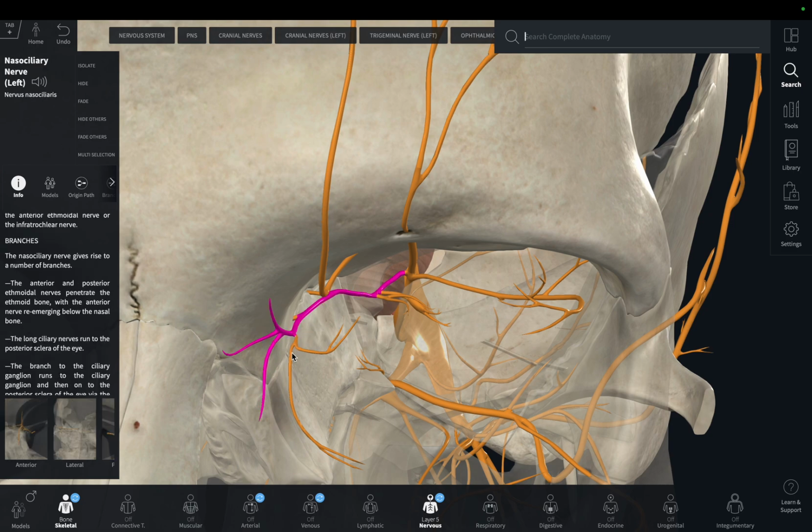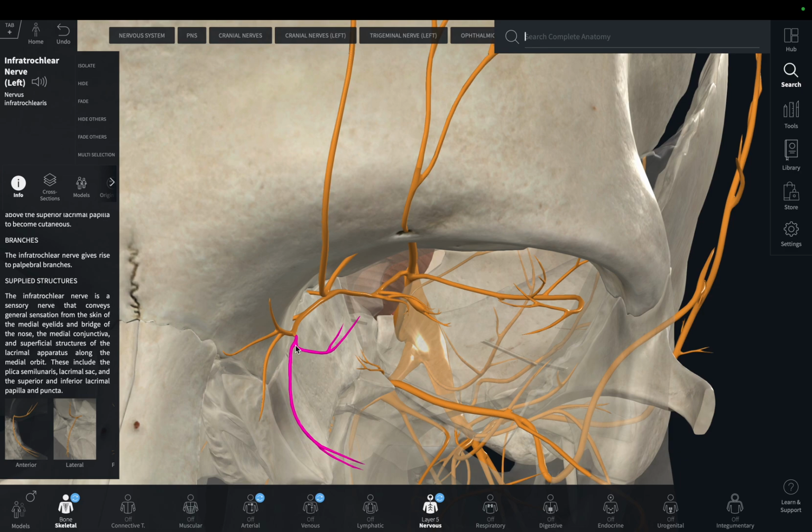The final branch it gives off is this, the infratrochlear nerve, which conveys general sensation from the skin of the medial eyelids, bridge of the nose, the medial conjunctiva, and superficial structures of the lacrimal apparatus along the medial orbit. These include the lacrimal sac and the superior and inferior lacrimal papillae and puncta.